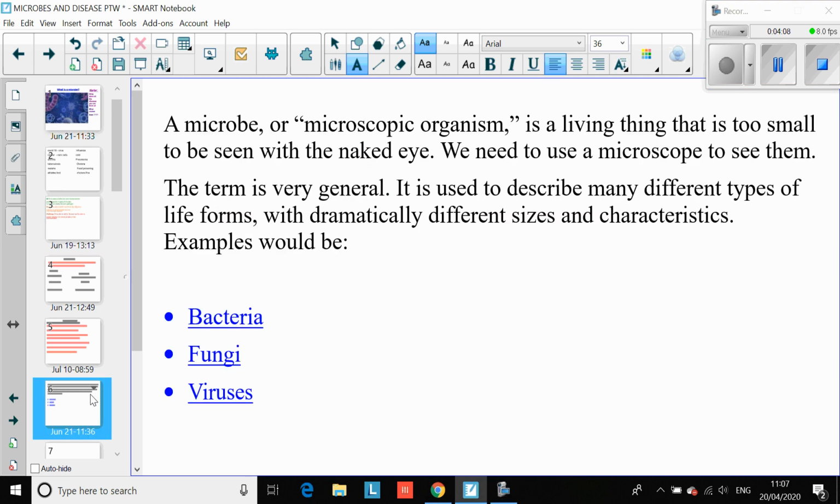So, firstly, what actually is a microbe? A microbe, or microscopic organism, is a living thing that is too small to be seen with the naked eye. So you need a microscope to see it. The term is very general and is used to describe many different types of life forms with dramatically different sizes and characteristics. So the 3 main examples we're going to look at today are bacteria, fungi, and viruses. So what you need to do is prepare a page, and I'm going to draw out for you the basic features of each one, and I'm going to ask you to do this along with me as we go. Okay, so if you need to pause the tape and just get that ready, you can do that.